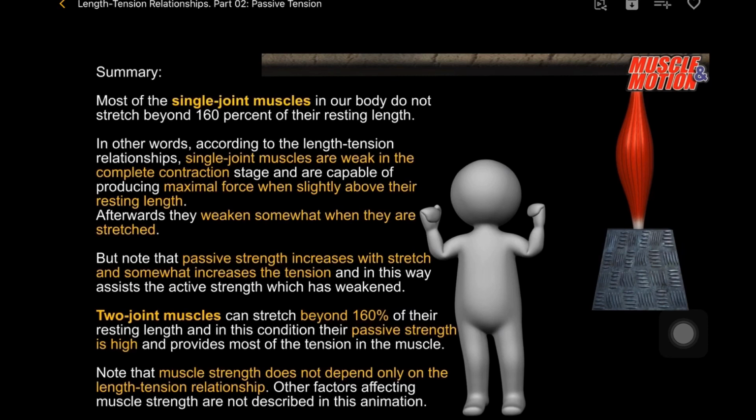Note that muscle strength does not depend only on the length-tension relationship. Other factors affecting muscle strength are not described in this animation.